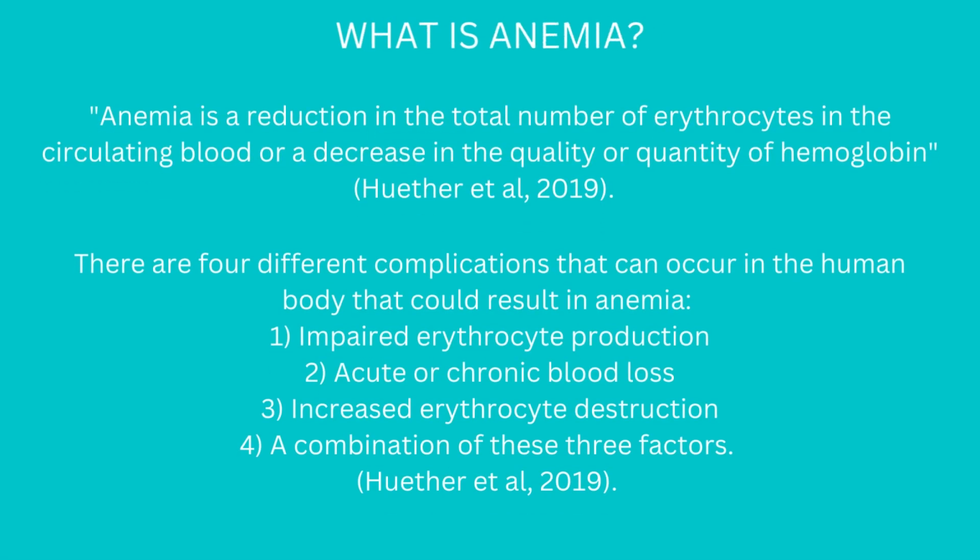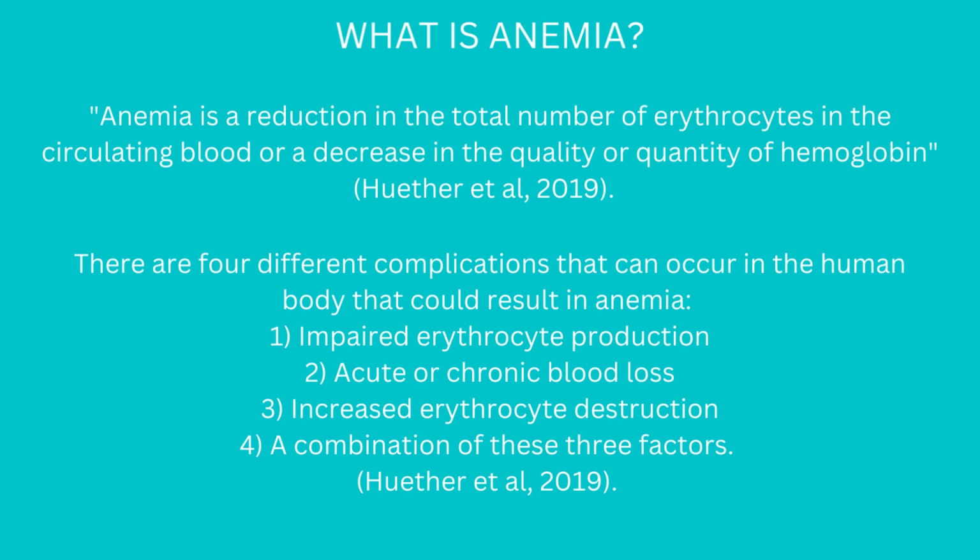Anemia. What is anemia? According to Huther, anemia is a reduction in the total number of erythrocytes in the circulating blood or a decrease in the quality or quantity of hemoglobin. And we know erythrocytes are red blood cells.